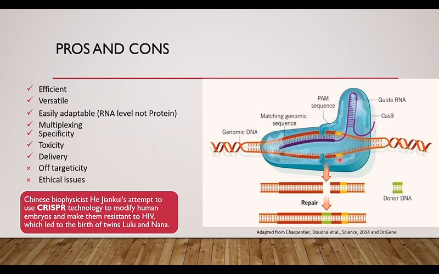And this is the repair mechanism. Again, we can say it is of two types: non-homologous end joining and homology directed repair. So it can be used for either insertions or deletions. Finally, you get the modified DNA, that is, the edited DNA, using the gene editing technique of CRISPR.